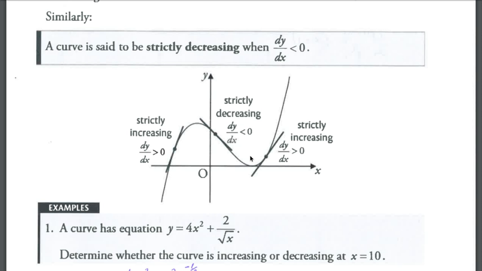But between this point and this point, the curve is said to be strictly decreasing. In other words, the gradient is less than 0, so it has a negative gradient, or in other words, the curve is going down. And then the gradient is 0 again, and after that, it is strictly increasing, or in other words, it has a positive gradient, dy/dx is greater than 0, or in other words, it's going up again.